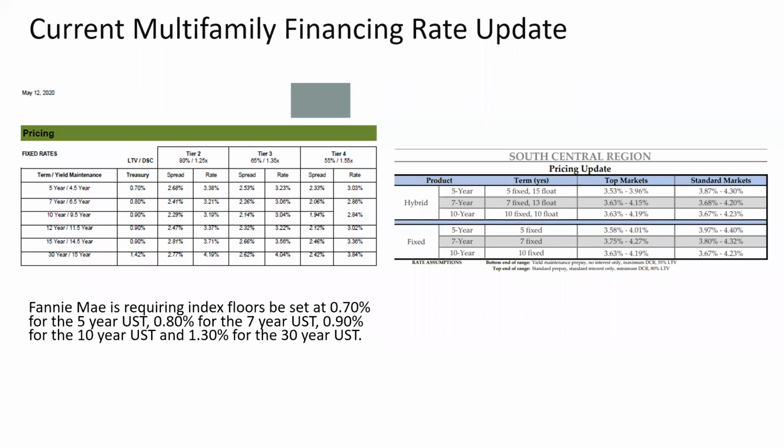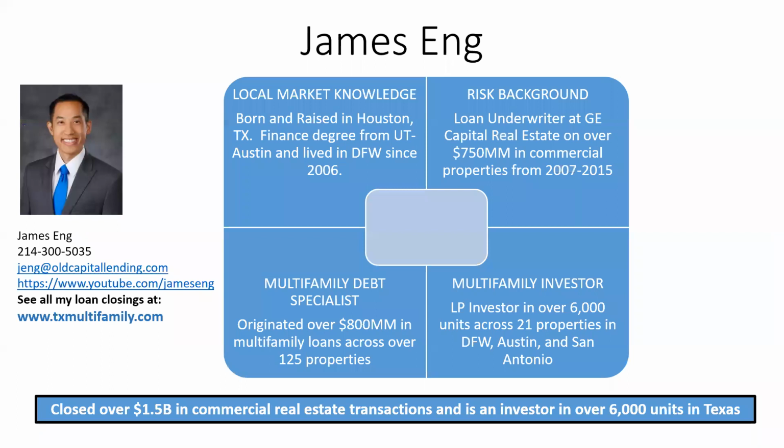This is on deals over 6 million. And on a 10-year, you're at 3.19%. Freddie SBL, you're closer to 4 to 4.25% in most markets. And so that was it on the multifamily financing side.